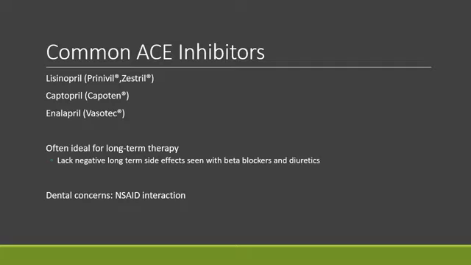Some of the common ACE inhibitors here, you can see lisinopril or Zestril, captopril, or enalapril. You can identify them because they have the PRIL ending on the generic name. And so they're often ideal for long-term therapy, especially as long as the patients don't exhibit any of those interesting side effects. They're not associated with any of the negative long-term side effects that are otherwise seen with your beta blockers and some of your diuretics, specifically your loop diuretics, the hypokalemia.